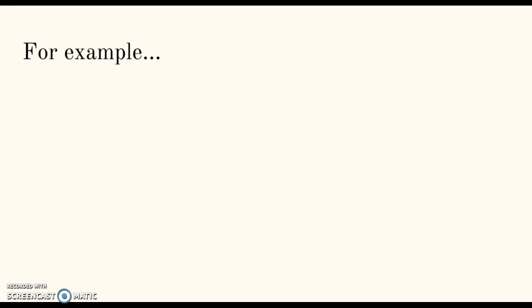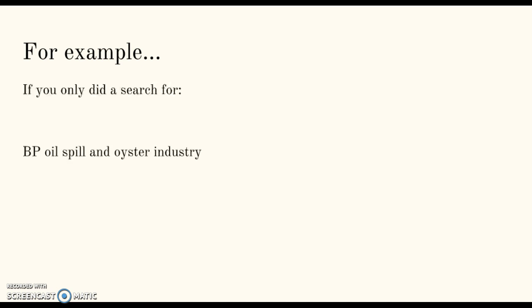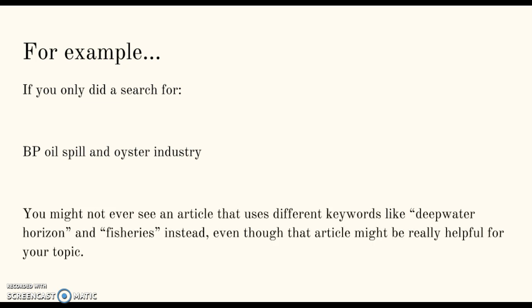If you only search for BP oil spill and the oyster industry, you might not see an article that doesn't use those words and instead uses keywords like Deepwater Horizon and fisheries. That article might be super useful to you, so you want to make sure that your search strategy includes lots of relevant keywords.